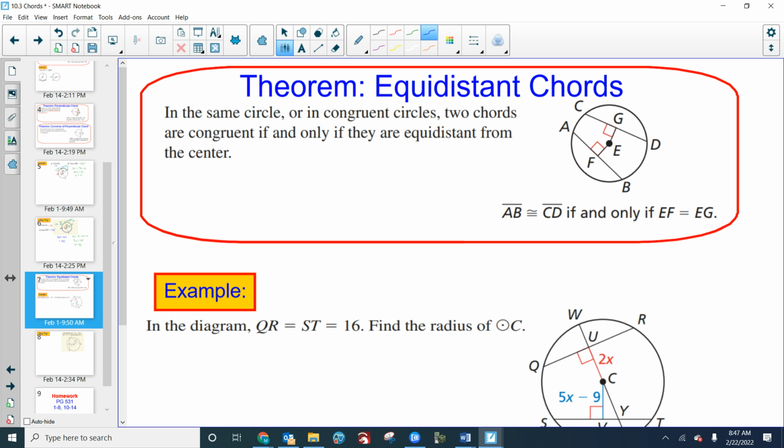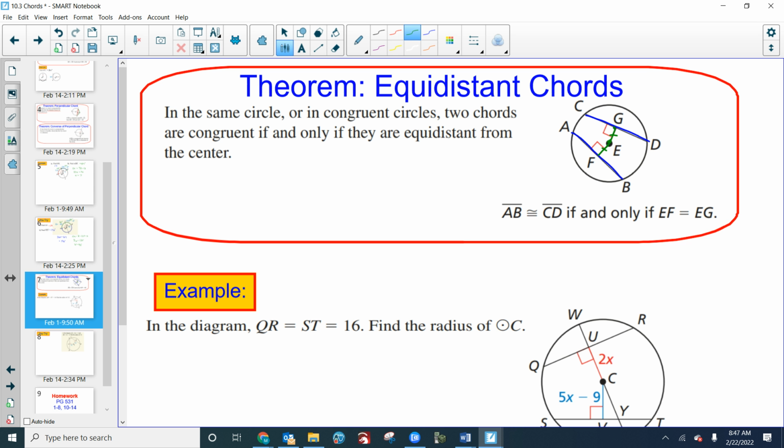Do you agree we don't know if CD and AB are congruent? Chords do not always have to be congruent. Here's what they're telling you. If they are the same distance from the center, so if this little segment and that little segment are congruent, then the blue chords are the same length. If those little green segments are not congruent, they're not the same length. So here's what we're told. AB is congruent to CD if and only if EF equals EG. All right, go ahead and write that down.